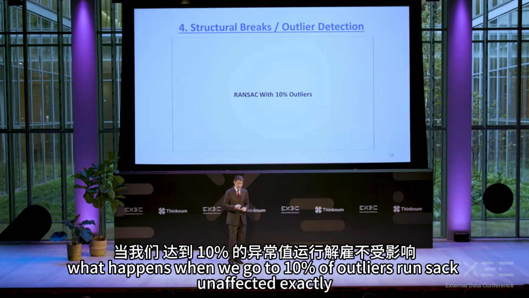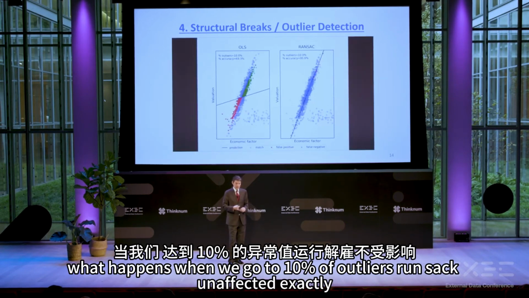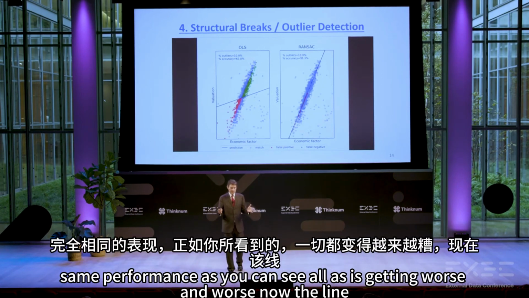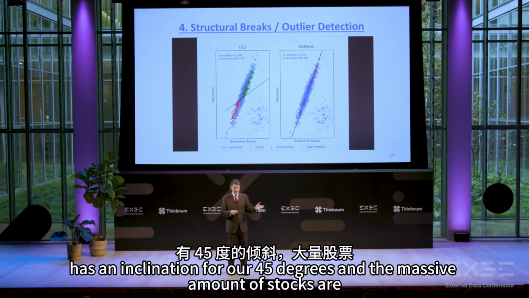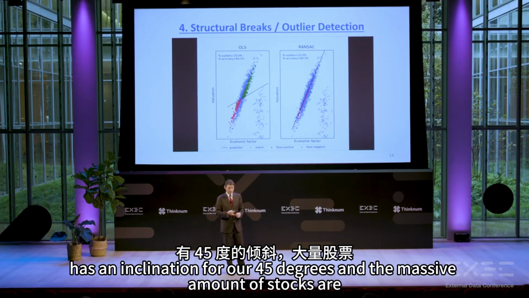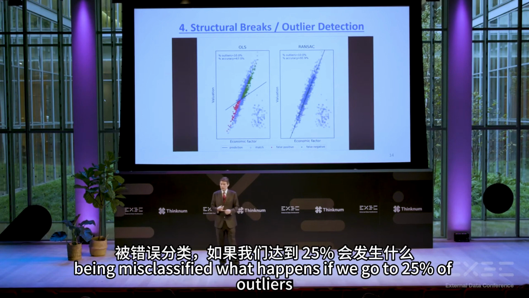What happens when we go to 10% of outliers? RANSAC, unaffected. Exactly the same performance. As you can see, OLS is getting worse and worse. Now, the line has an inclination of around 45 degrees, and a massive amount of stocks are being misclassified.